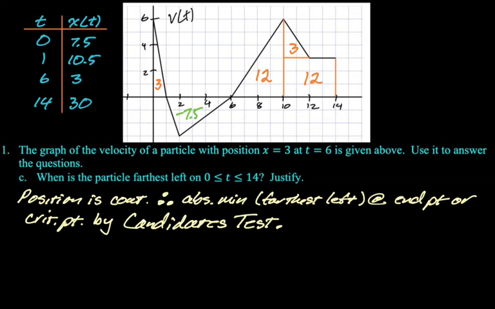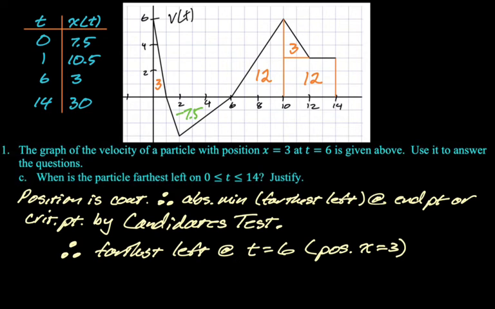Now, in this table is the absolute minimum and the absolute maximum. We know the absolute max is 30. That's not the question. The absolute minimum is the question. So we can definitely say that we are farthest left at t equals 6, and the position at that time is x equals 3. That's a really good candidates test question.